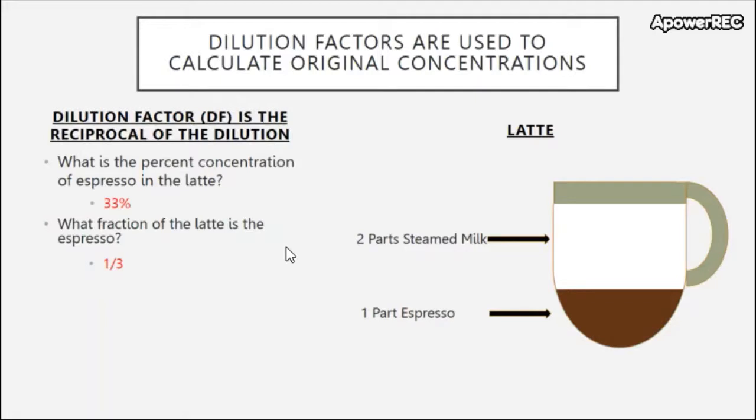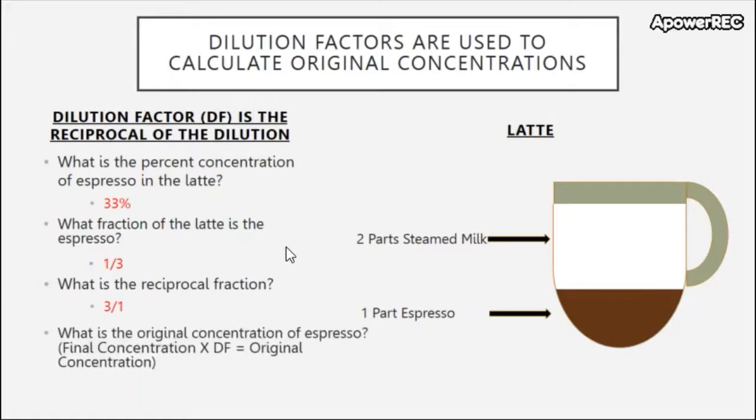Okay, so remember, the dilution factor is the reciprocal of the dilution. So what is the reciprocal fraction of 1/3? It's 3/1. All right, very good. So we can use this dilution factor to calculate the original concentration of the espresso. So what is the original concentration of espresso? So before it was made into a latte, what concentration was the espresso?